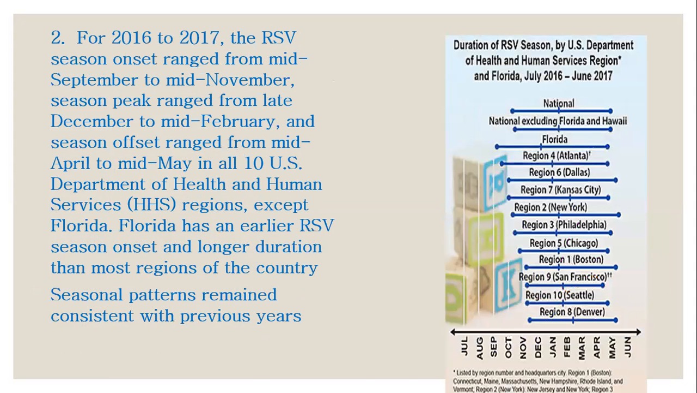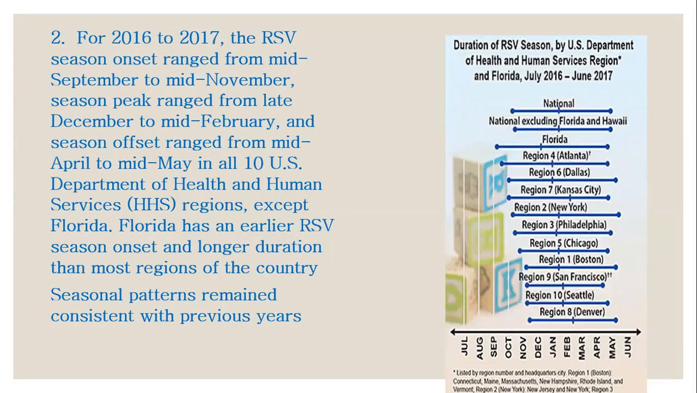And for my second question, for 2016 and 2017, the RSV season onset ranged from mid-September to mid-November. Season peak ranged from late December to mid-February, and season offset ranged from mid-April to mid-May in all 10 U.S. Department of Health and Human Services regions, except for Florida. Florida has an earlier RSV season onset and longer duration than most regions of the country. Seasonal patterns remain consistent with previous years.